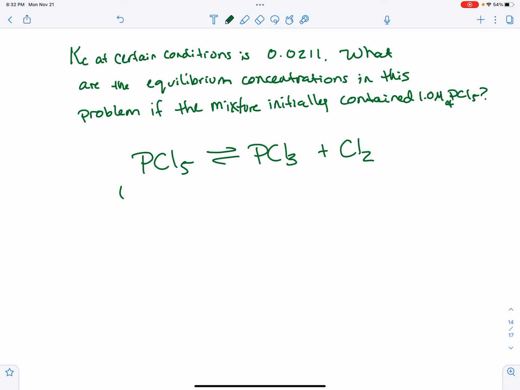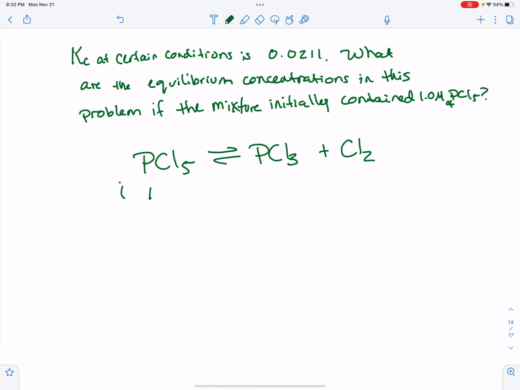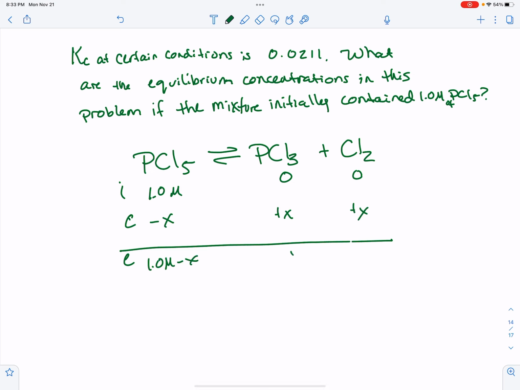So I is 1.0 molarity. I don't have any of this, I don't have any of this. I'm losing this one, and I'm gaining, and I'm gaining. So I have 1.0 molarity minus X, and then I have X, and then I have X.